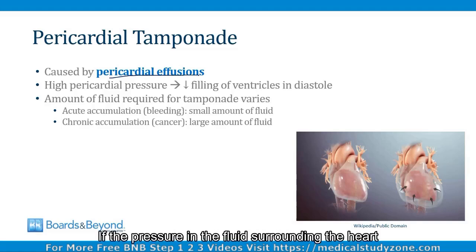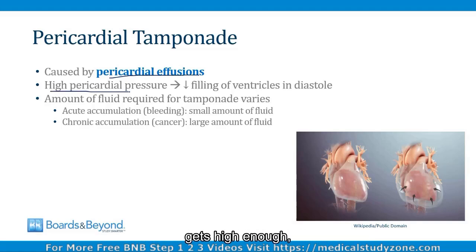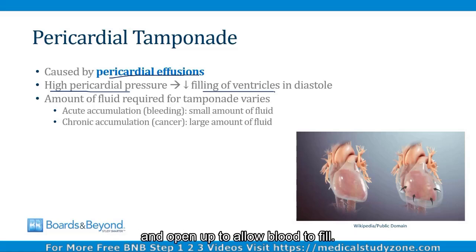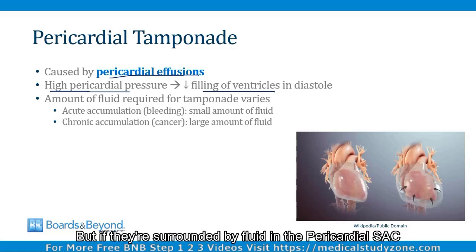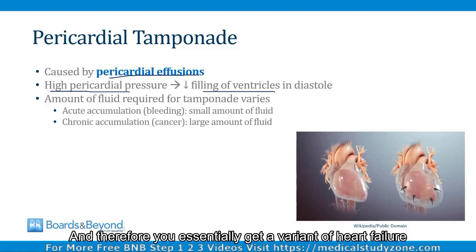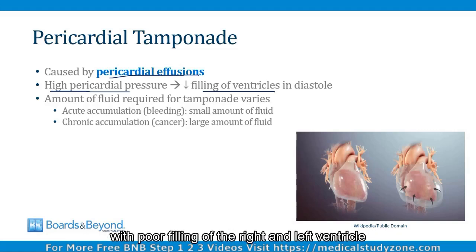If the pressure in the fluid surrounding the heart gets high enough, then the ventricles can't fill in diastole. Remember, in diastole, the ventricles need to relax and open up to allow blood to fill. But if they're surrounded by fluid in the pericardial sac that has a very high pressure, then the ventricles can't relax and fill, and therefore you essentially get a variant of heart failure with poor filling of the right and left ventricle and potentially low cardiac output.